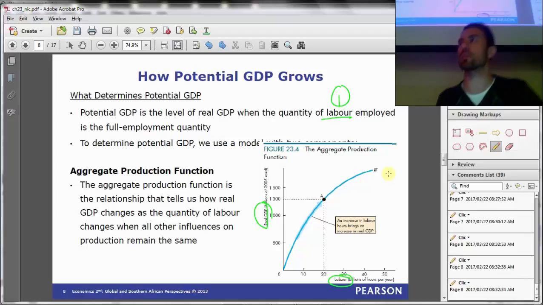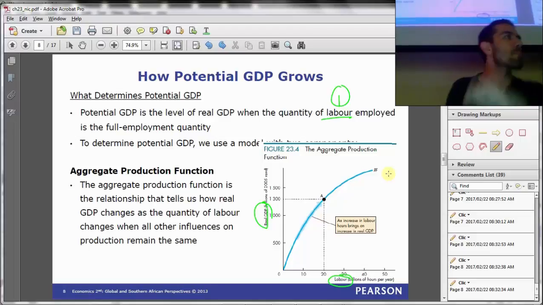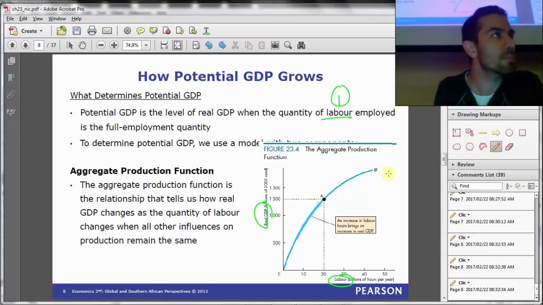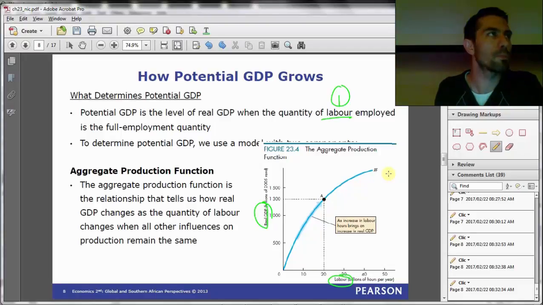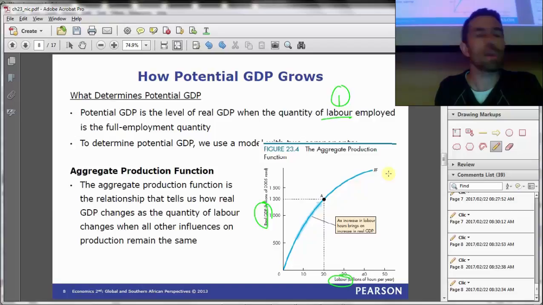Why do you think that is so? Why is it increasing at a decreasing rate? Why not just a linear relationship? Yeah. The more labor you add, at some point people can start slacking, and the return on the eightieth unit probably isn't as much as the first. Okay.